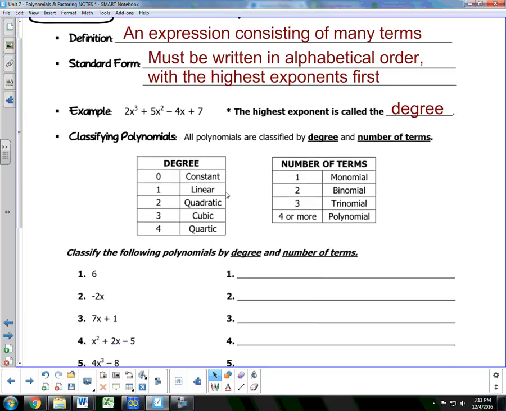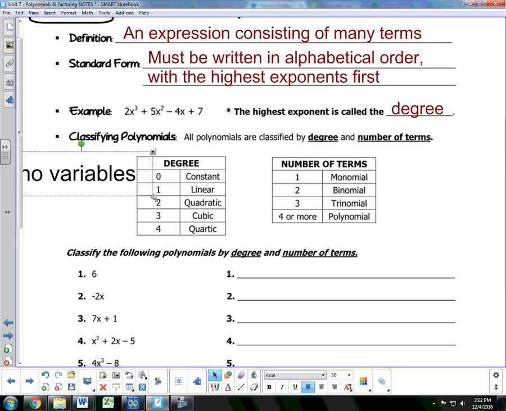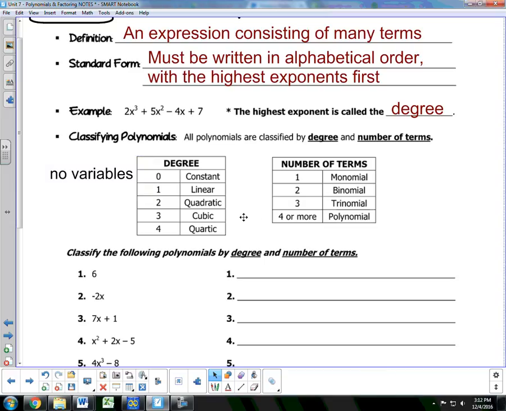Okay. Classifying polynomials. So we classify polynomials by their degree and by the number of terms. So all polynomials are classified by the degree and number of terms. So the degree, if it's a degree of 0, meaning there are no variables, that is when it's 0. So degree 0 is no variables. It's called a constant. Degree 1, that means it's just x.